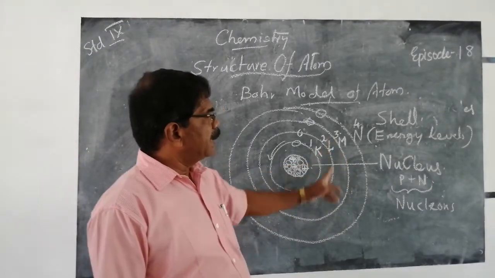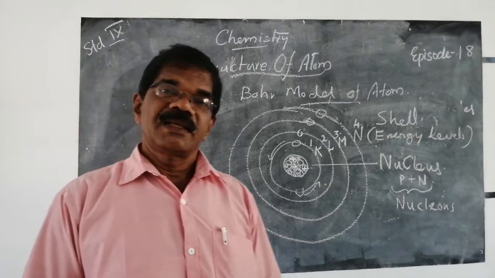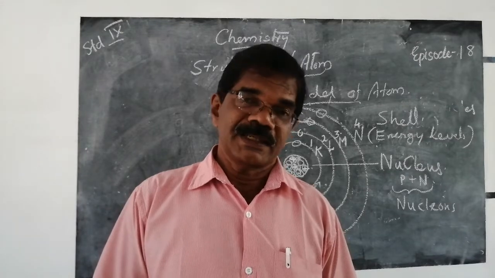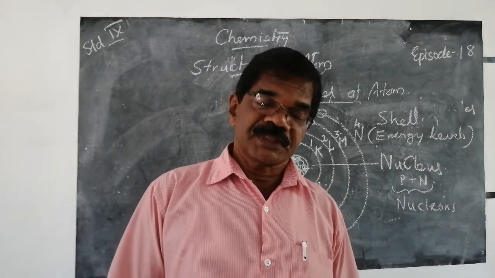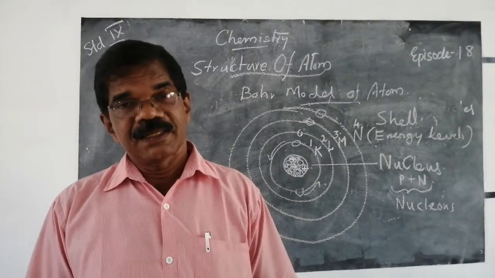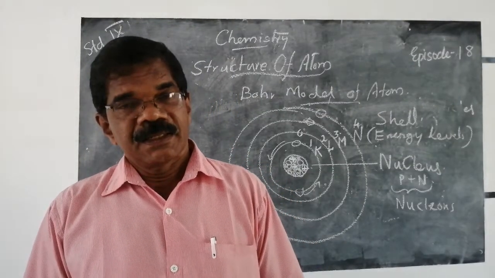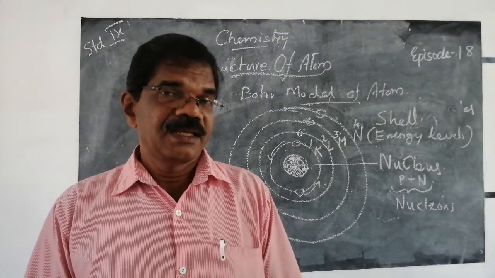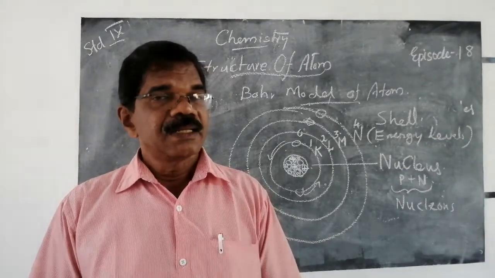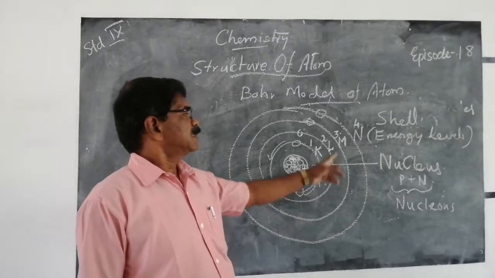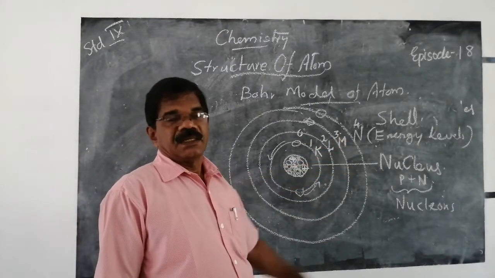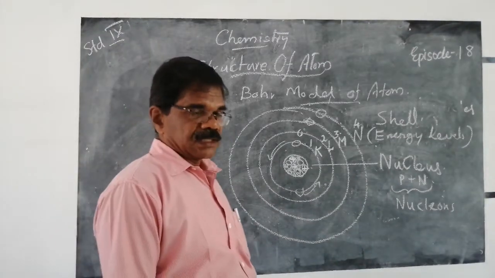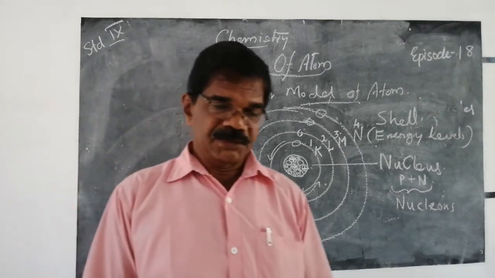These shells are also called energy levels. Why? The electrons situated in these shells have different energy. For example, electrons present in the K shell have the least energy, as they are very close to the nucleus. Compared to the K shell, the energy of the electrons present in the L shell is greater. Compared to K and L, the electrons in the M shell have greater energy, and the outermost shell has the highest energy. In this class, you must remember these names.